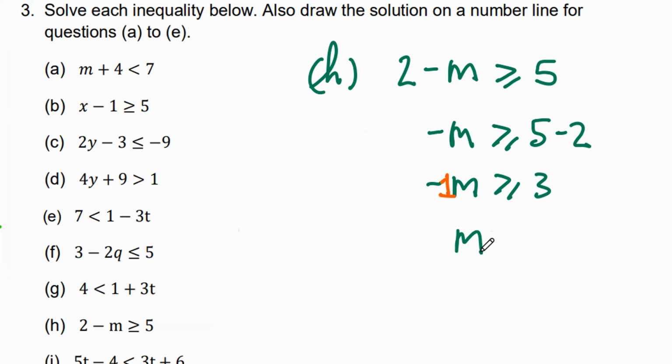So then m, and as I said, we're going to divide the negative 1 into the right-hand side. So we'll get 3 over negative 1. But since we are dividing by a negative, the inequality must switch around. So it becomes less than or equal to. And then our final answer is m is less than or equal to negative 3.